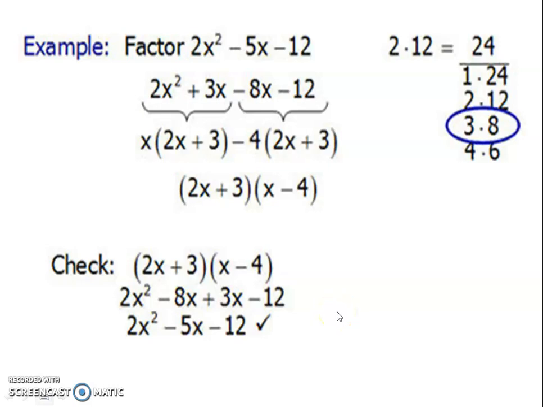Hello students, last lecture we continued from this example: factor 2x² − 5x − 12. We know that it is in the form ax² − bx − c. What is 12 into 2? We know that it is 24. So we have four options: 1 into 24, 2 12s are 24, 3 8s are 24, and 4 into 6 are 24.